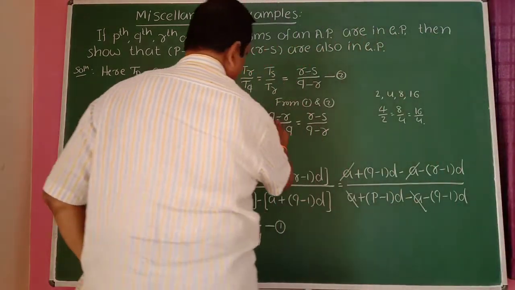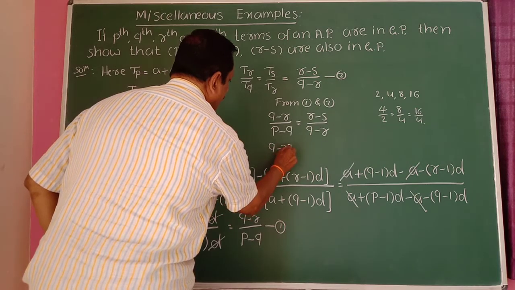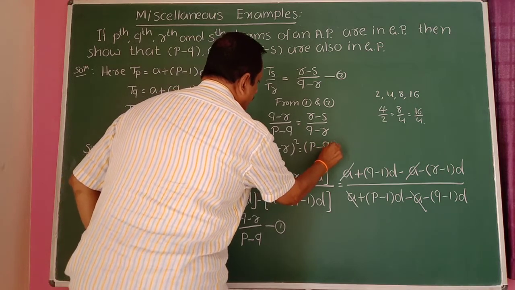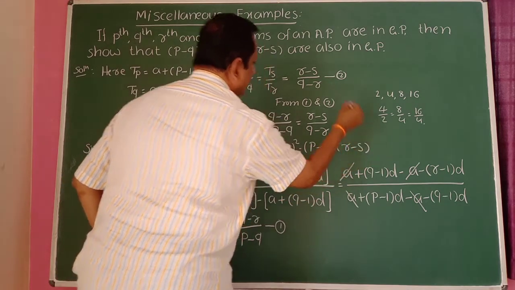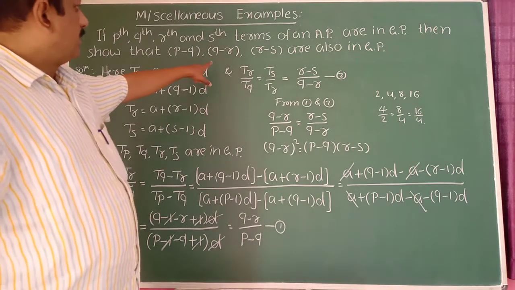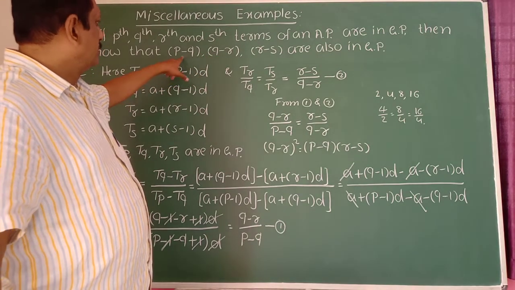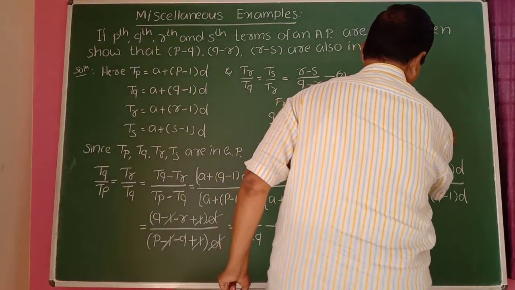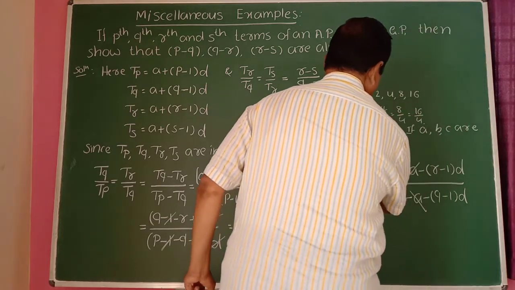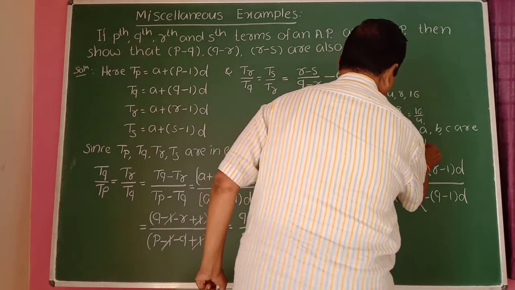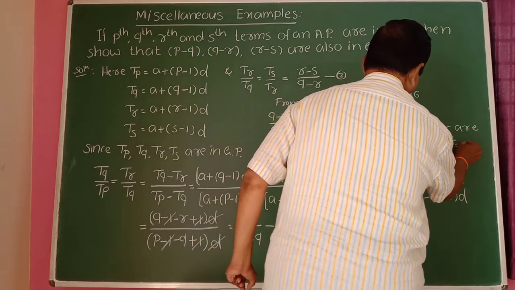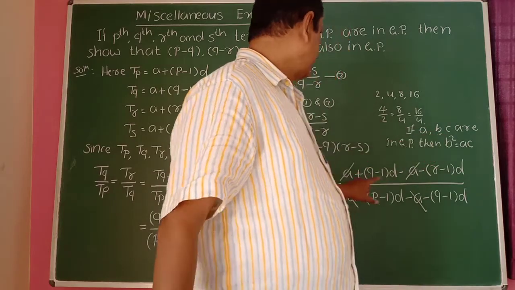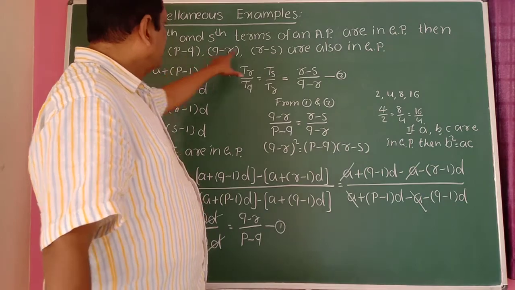Then cross multiply this into this here. (Q − R) whole square is equal to this into this here, (P − Q) into (R − S). Therefore according to this one, (Q − R) square is equal to the product of these. If A, B, C are in GP, then B square is equal to A into C. If these three terms are in GP, then B square is equal to A into C. Therefore (Q − R) whole square is equal to (P − Q) into (R − S).